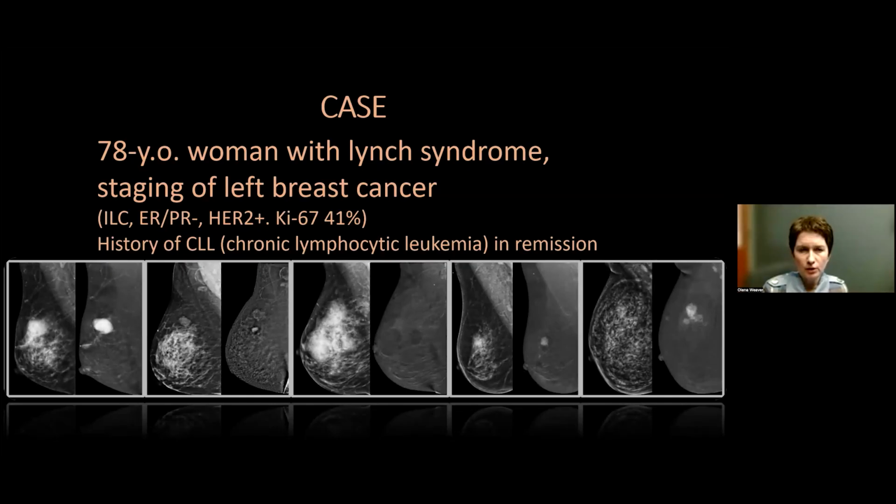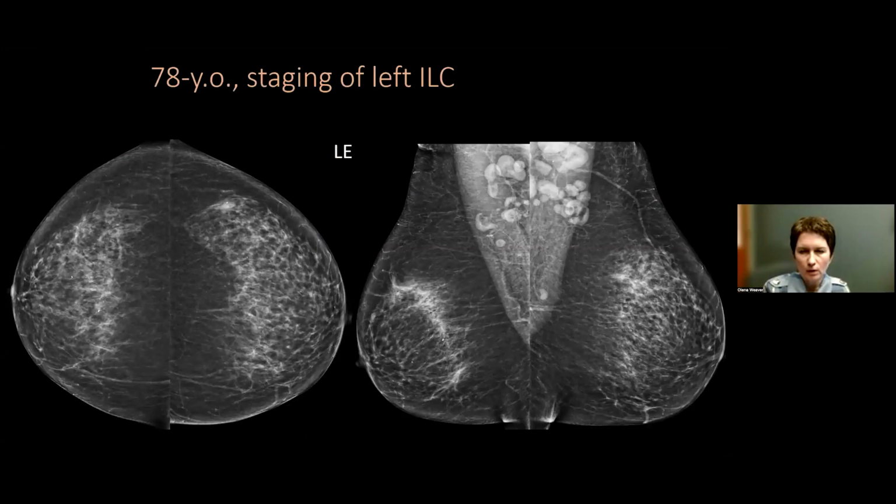We do know that she has Lynch syndrome, and she presented for staging of a known left breast cancer. So my institution is a tertiary cancer center, so we see a lot of cancer staging. So a lot of the cases that I have already have known breast cancer. In this case, it was invasive lobular cancer, ER/PR negative, HER2 positive. And she also has a history of chronic lymphocytic leukemia, which is currently in remission.